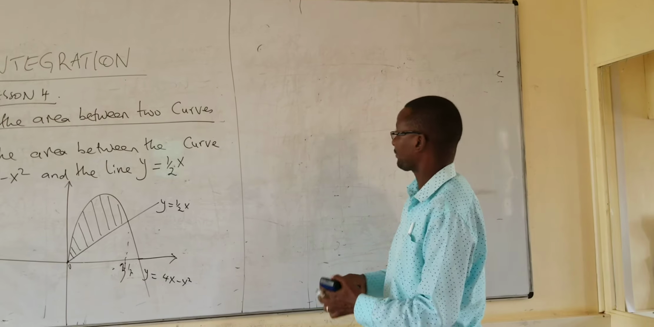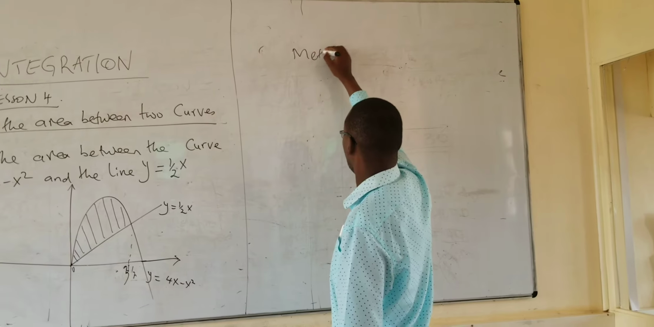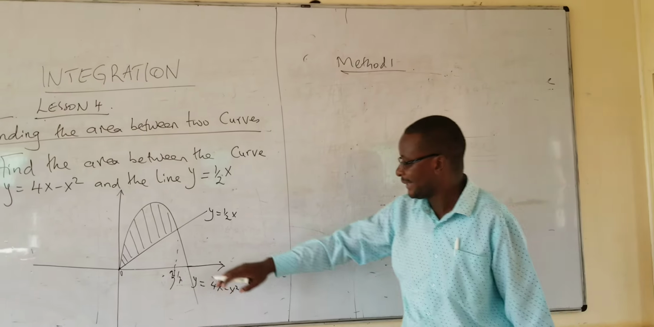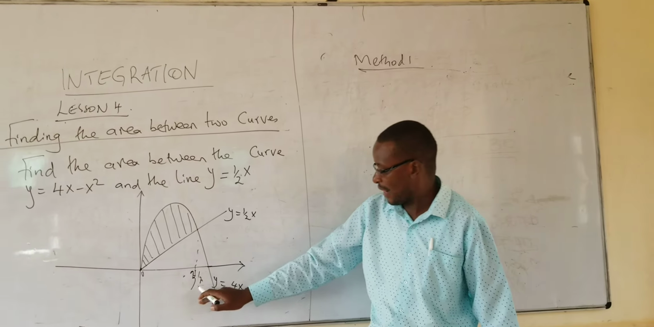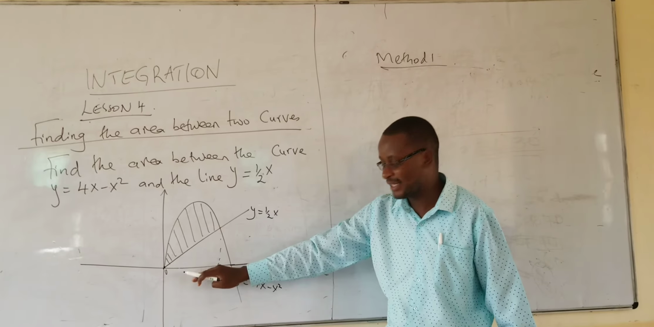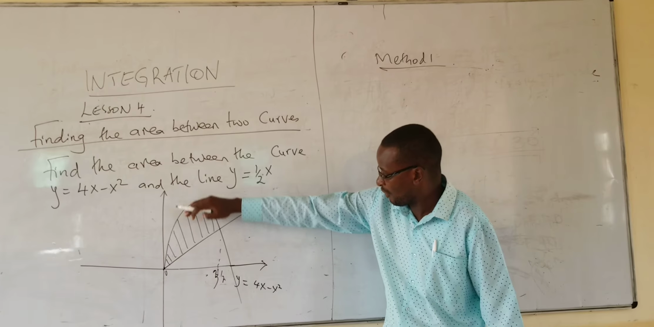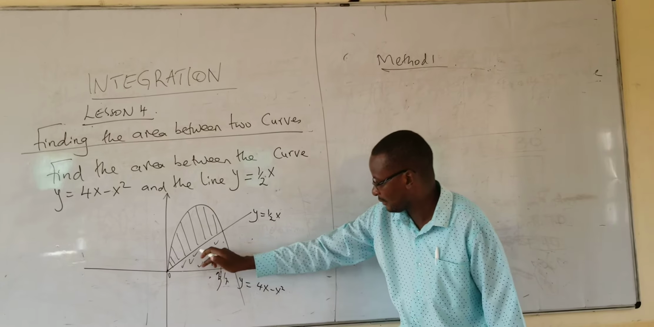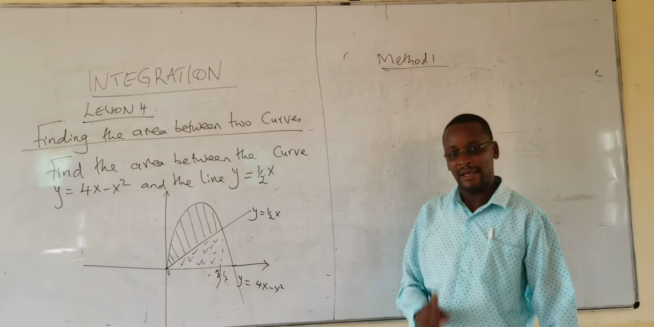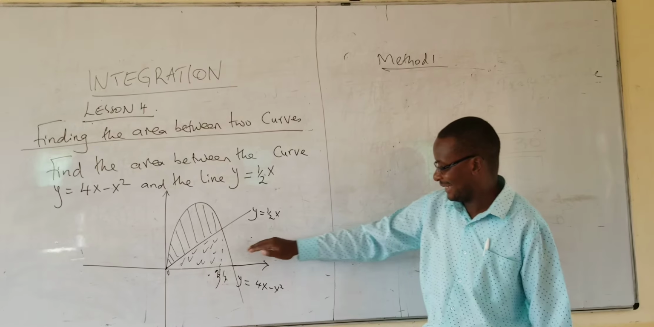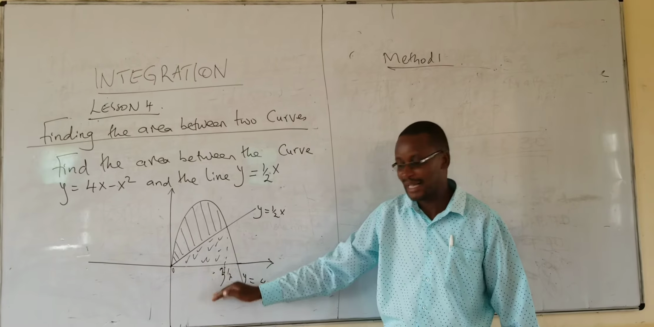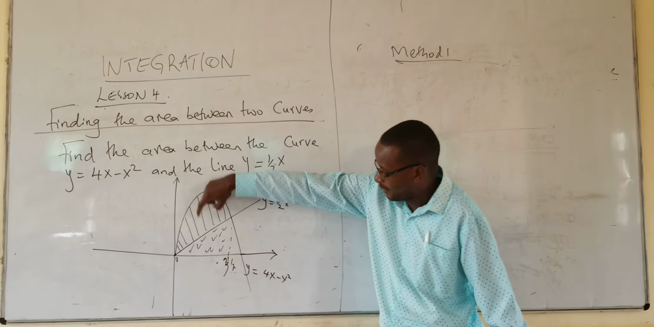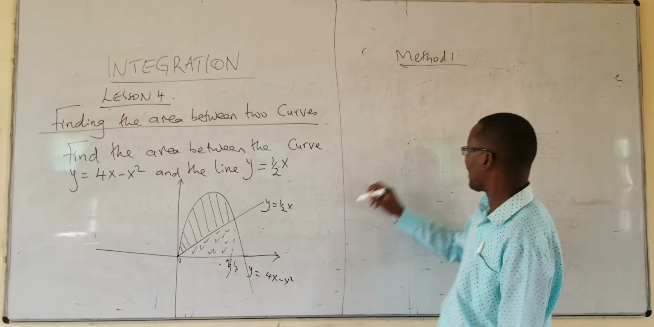Method 1. We can get the area between x equals 0 and x equals 3.5 for the first curve. That is the whole of this area, including the one which is unshaded here, including that one. Then we also get the area under the line for the same limits. And then for us to get the area we want, we subtract.